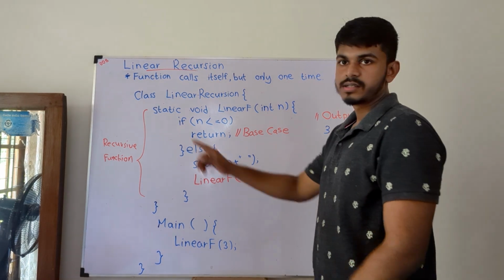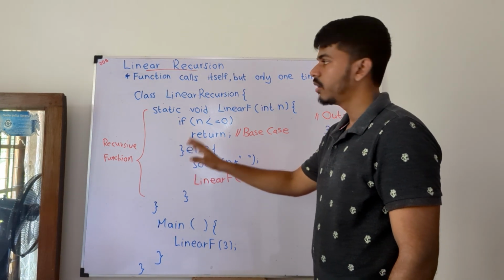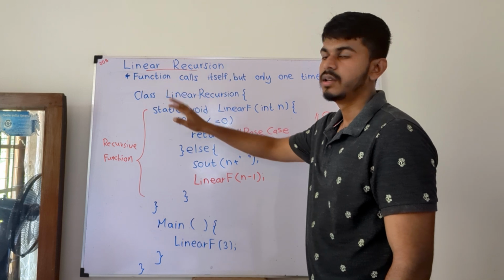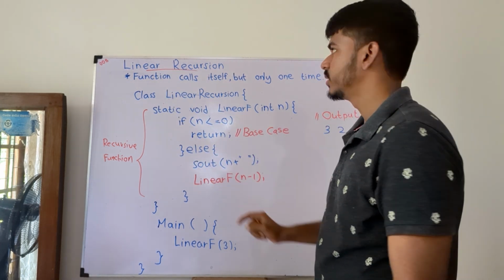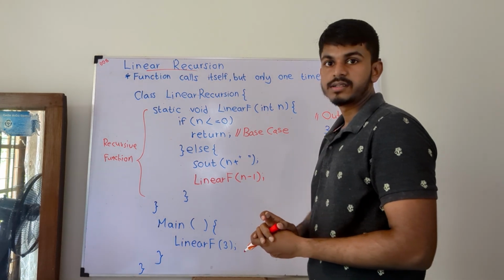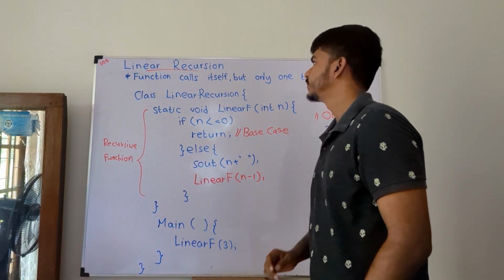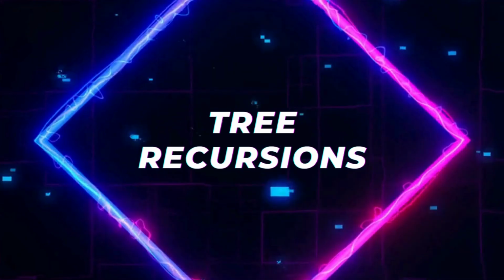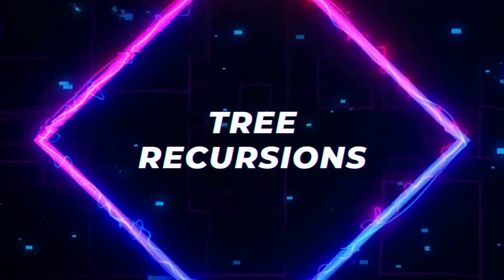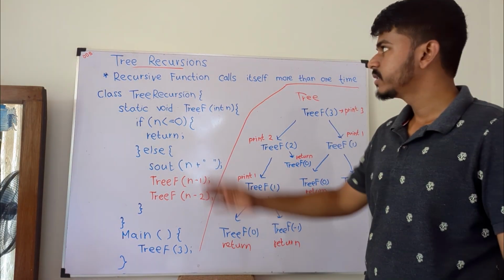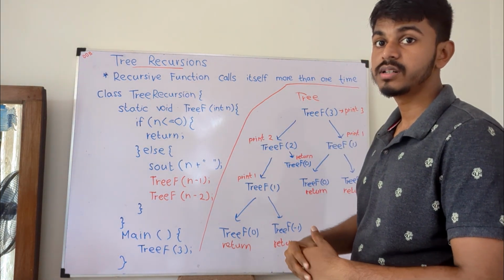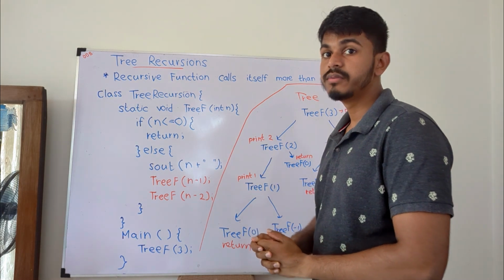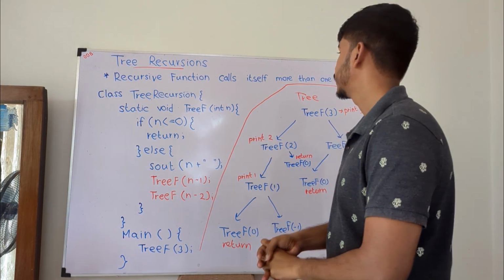So the examples I did earlier are also linear recursions because they both had only one recursive call inside the function. So up next is tree recursions. Tree recursion is where a recursive function is calling itself more than one time within the time of its operation.